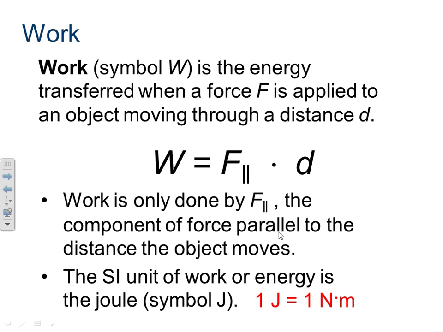That is because these two things, force and distance, are vectors, so their direction does matter. They need to be moving in the same direction or parallel to each other. The SI unit, that's your metric system, of work or energy is the joule, and the symbol for joule is a capital J. And 1 joule is the same as 1 Newton meter, or Newton times meter. So we get to use the metric system, which makes me happy.